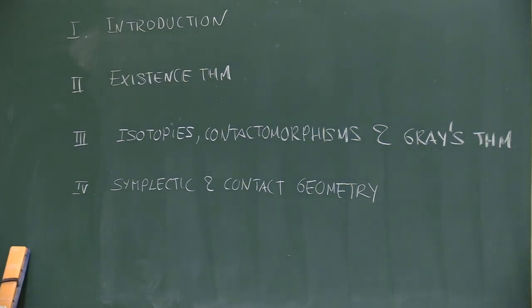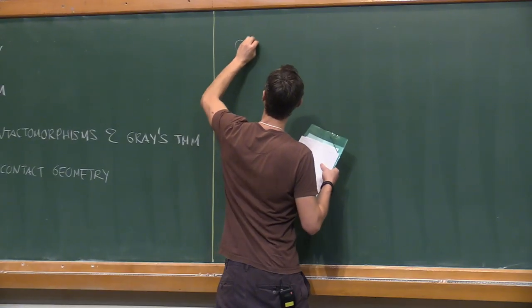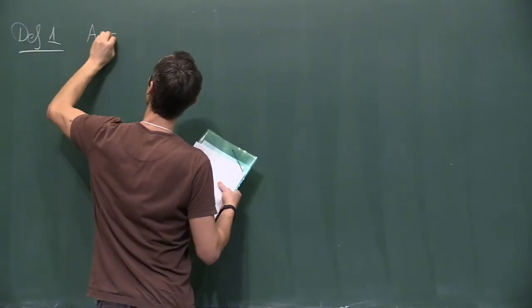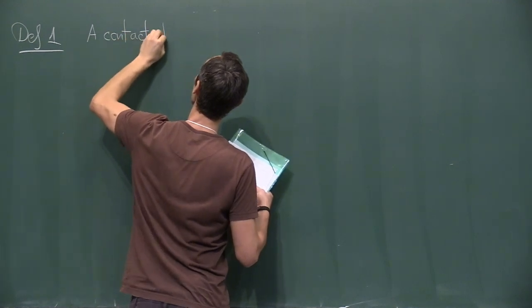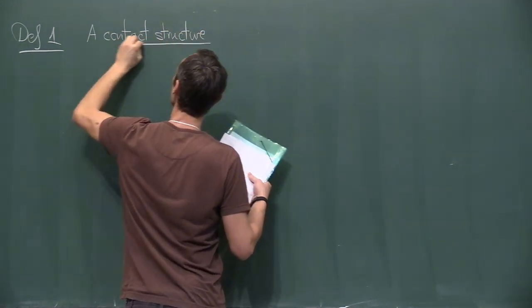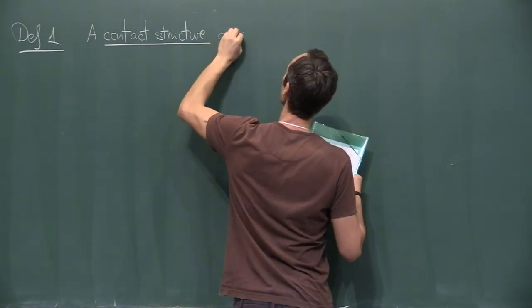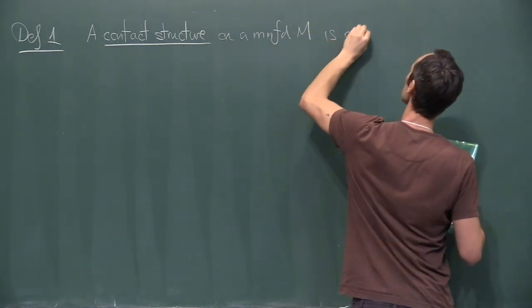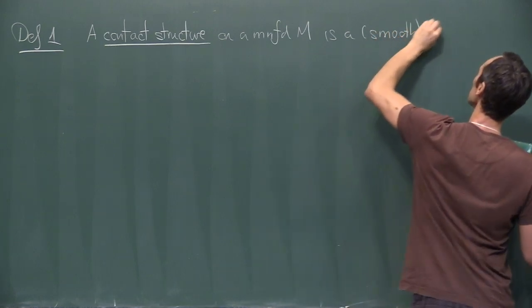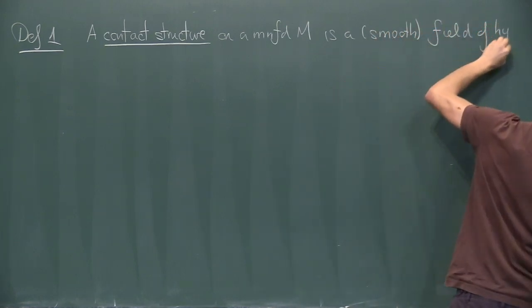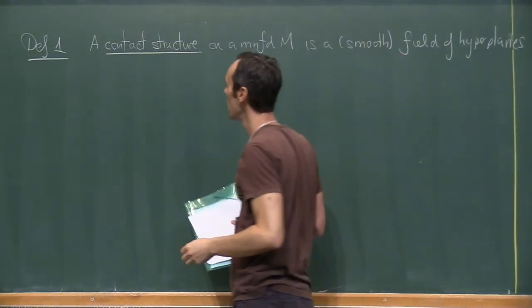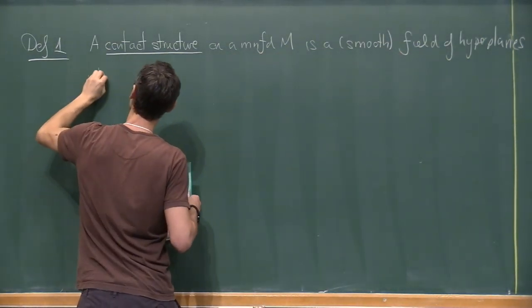As my student there suggested, I'll start with the definition of what a contact structure is. So a contact structure is some sort of hyperplane distribution on a manifold. It's a smooth field of hyperplanes, or in other words, a codimension one distribution, which is maximally non-integrable.